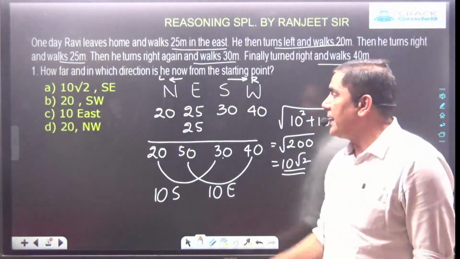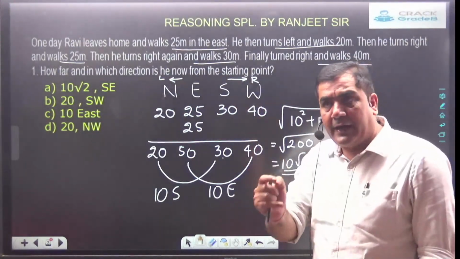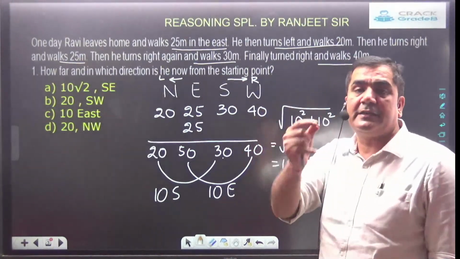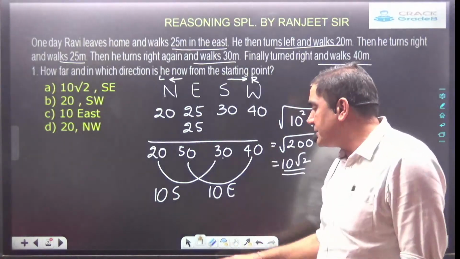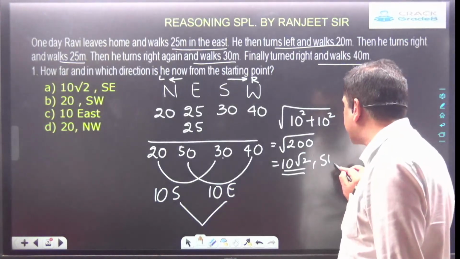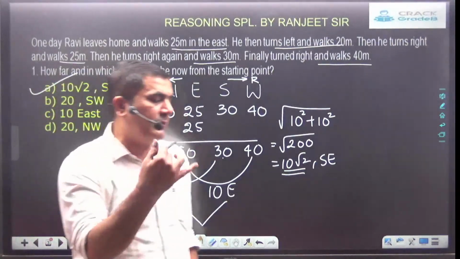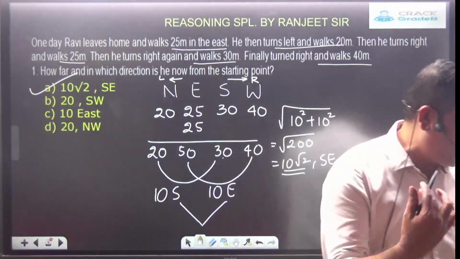Now if they are asking in which direction is he now from the starting point, always combine these two. South and east will become southeast. The answer will be 10 root 2 southeast. This we have done without plotting the map, and this is the beauty of the topic.